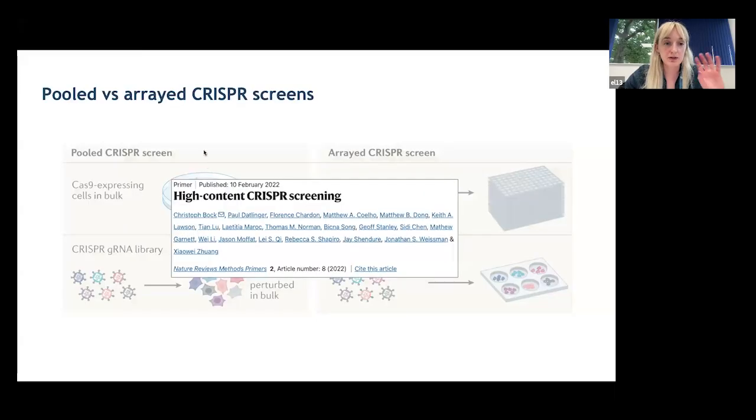I've taken this image from this paper here, which is in Nature Reviews Methods Primers, and I highly recommend it if you want to do some further reading on the technologies that are available in this space.